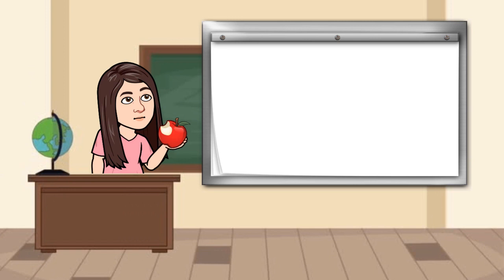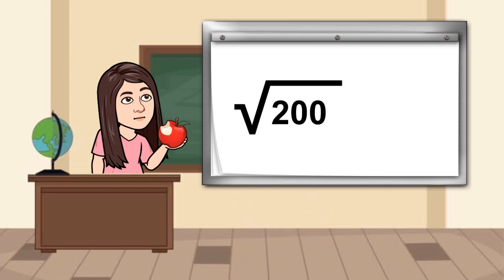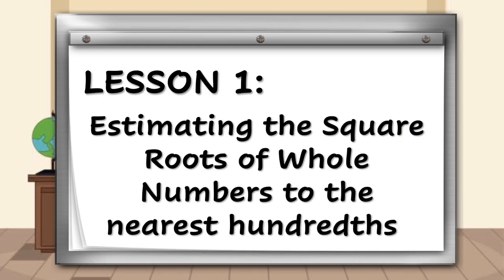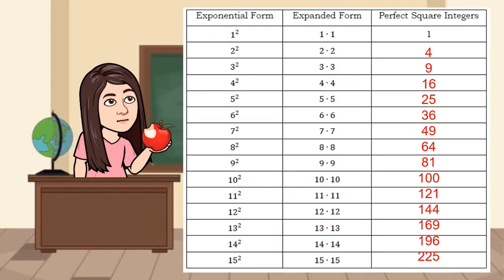From the activity done, you were able to name two consecutive integers where the square root of an irrational number lies. But how about if you are asked to find the estimate value of the given square roots that are not perfect squares without using a calculator? What are you going to do? You will find this out in this lesson, which is estimating the square roots of whole numbers to the nearest hundredths. Kung matatandaan ninyo sa ating previous video, sinagutan natin ang table ng perfect square integers.